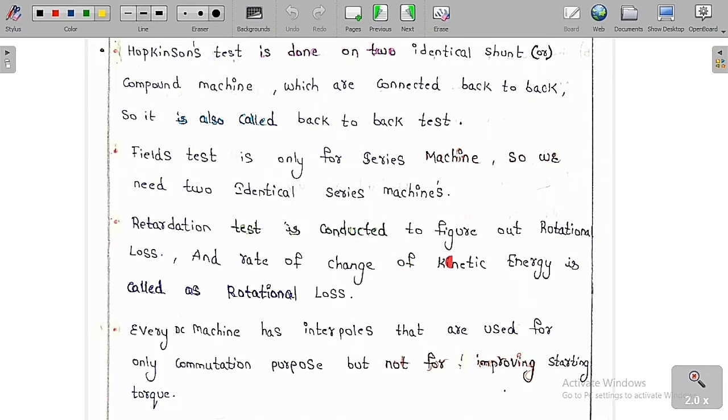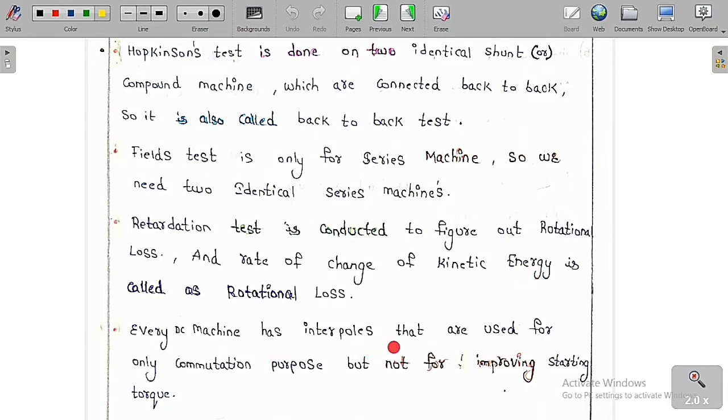So the retardation test is conducted to figure out the rotational losses, and the rate of change of kinetic energy is called the rotational losses.